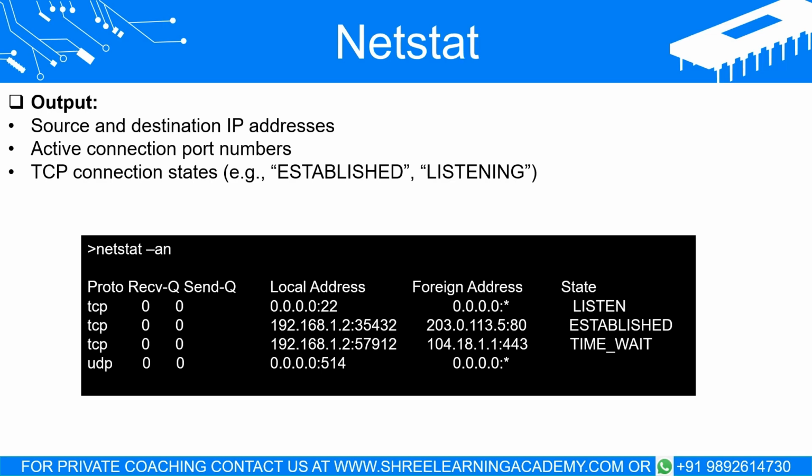Imagine you are at an airport control tower. The source IP addresses would be like the departure city, the destination IP address would be like the arrival city, and the port numbers would be like the flight numbers. The state of the TCP connection is like the status of the flight: boarding, in-flight, landed, etc.